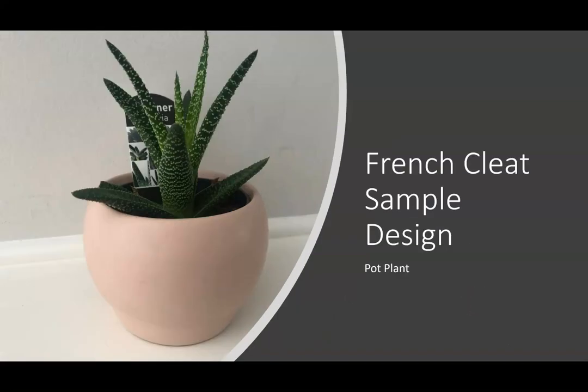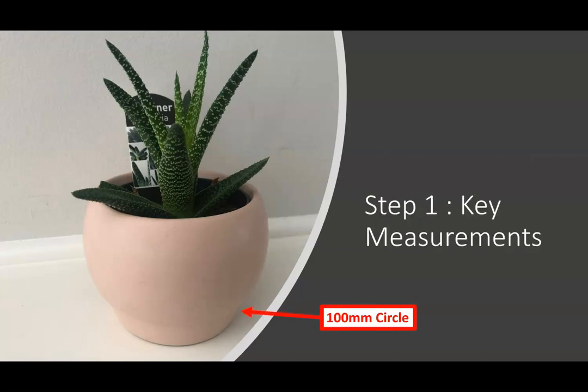Let's learn by example, and in this example we're going to create a French cleat sample design pot plant holder. We can see a picture of the pot plant we're going to try and hold here, and the simple idea is to create a circular platform with a circular hole in it which the pot plant will sit in, and I can see there's a lip there. Step one is to get key measurements.